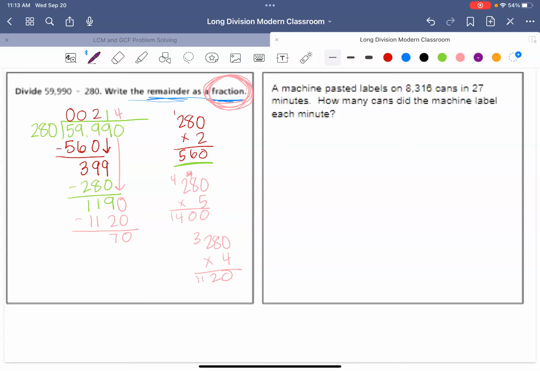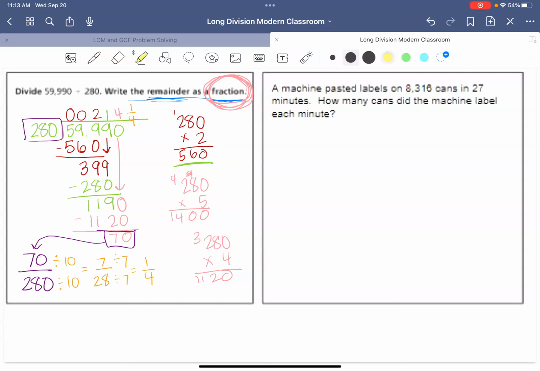Okay, so now let's talk about how do we write it as a fraction. When we write it as a fraction, we take our remainder, we take the divisor, and we use them as our numerator and denominator. The remainder is always the numerator, okay? And then we simplify it. I can see that both of these are divisible by 10 because they both end in 0. And then I can see with the 7 and the 28 that they're both divisible by 7. So I can actually simplify that to 1/4. So our final answer ends up being 214 and 1/4.